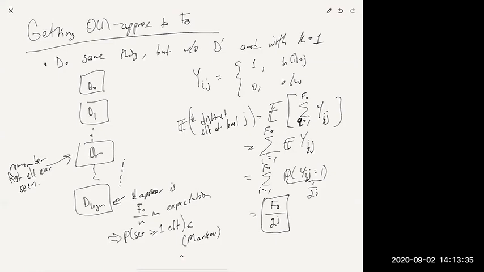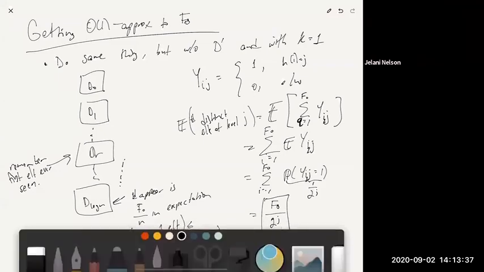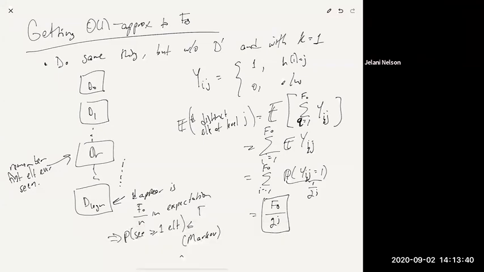Got it. No, that makes sense. So it is inverted. Yeah, so I should have said f0 over n. Okay?